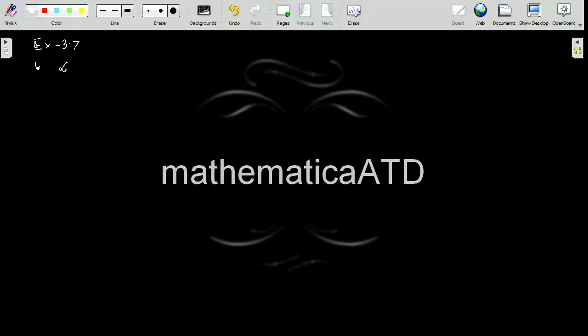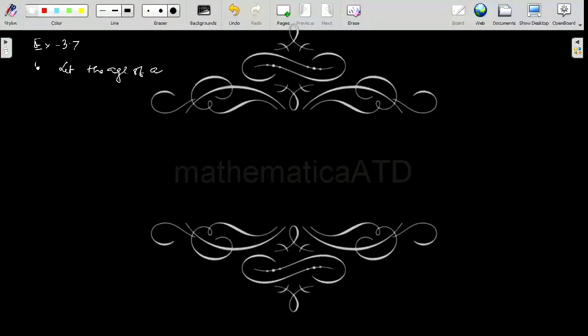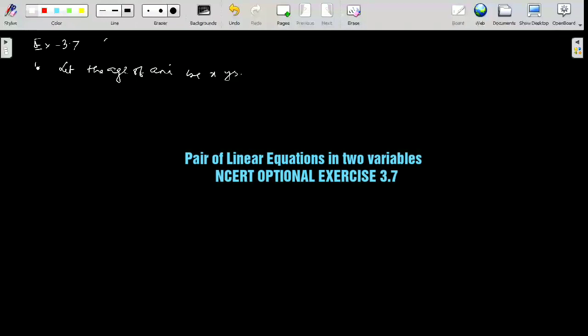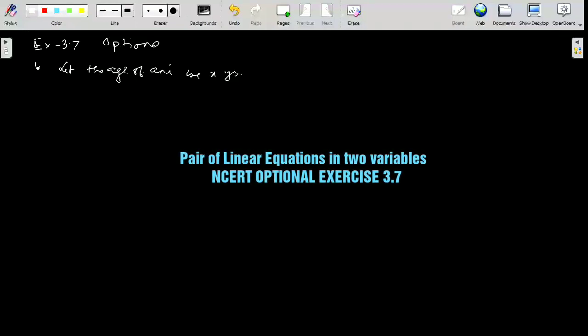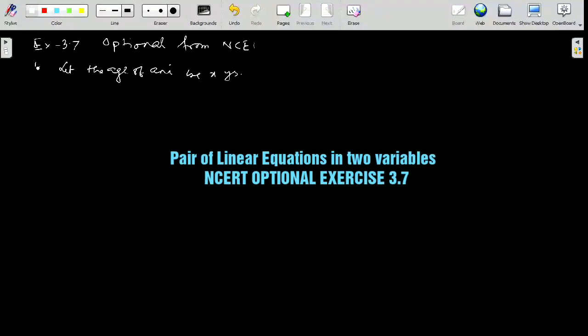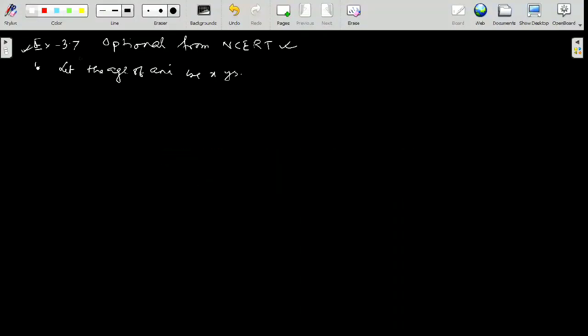So first of all, I consider let the age of Annie be X years. This is the optional part, optional from the NCERT book, and the exercise is 3.7, pair of linear equations in two variables. Let the age of Annie be X years and the age of Biju be Y years. Now case number 1.